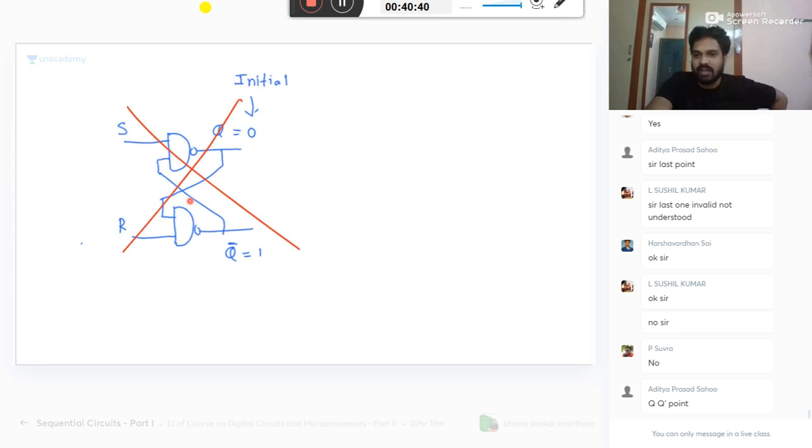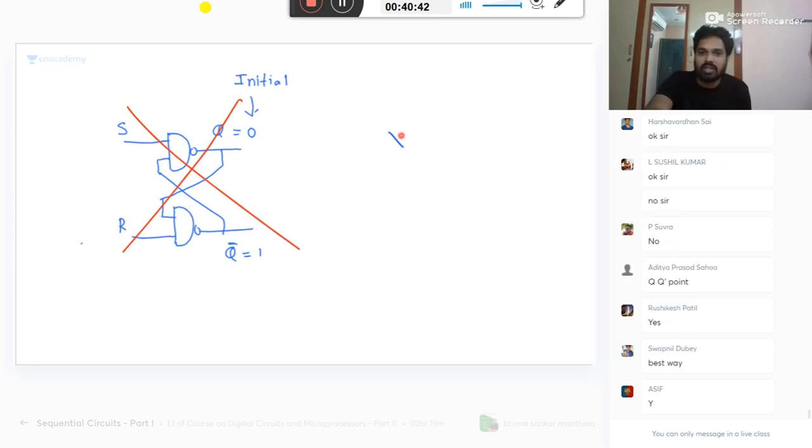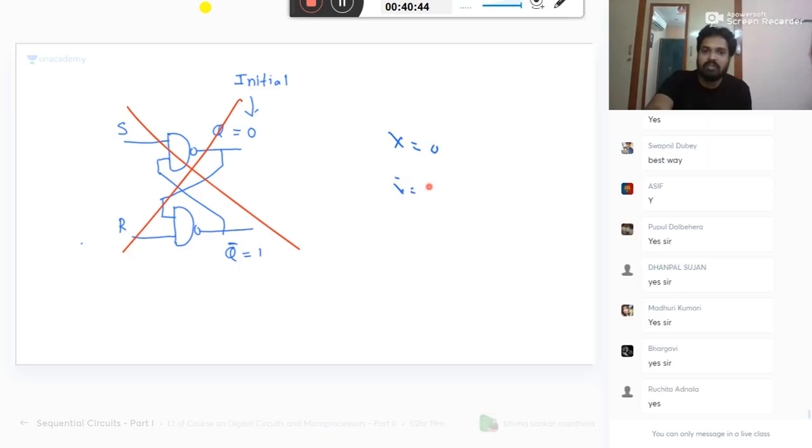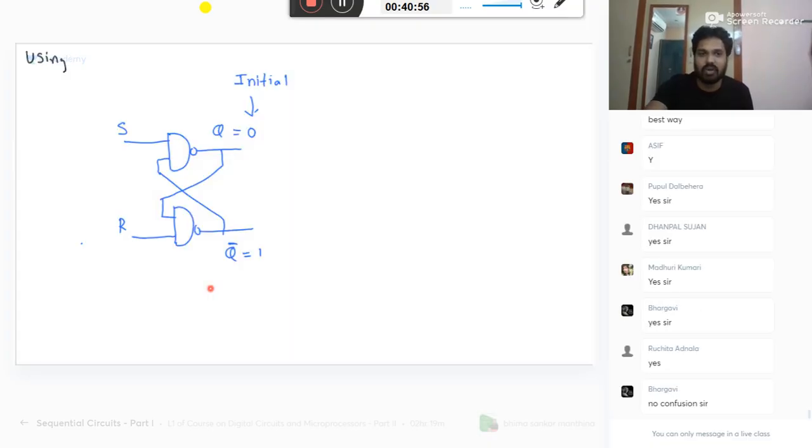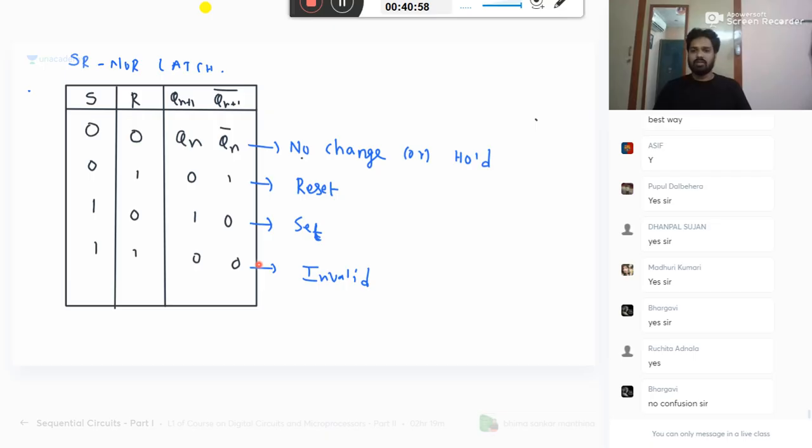Q and Q bar, like X and X bar. If X is equal to 0, X bar should be 1. If X is 1, X bar should be 0. But if I get both the same, it is of no meaning. That's why I said it is invalid, illegal. Okay? Right.